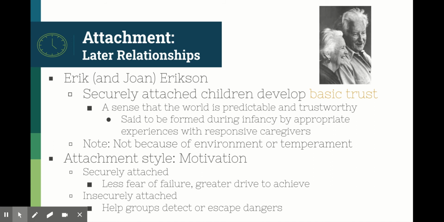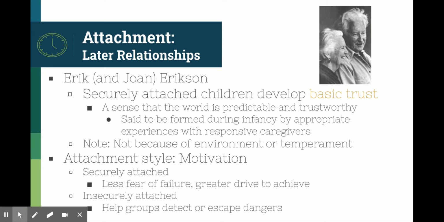Additionally, why attachment matters as people grow is it can affect their later relationships. Erik Erikson, someone we're going to talk about in our next unit with personality, looked at securely attached children and saw that they were more likely to develop basic trust. So this affected their future romantic relationships, their future friendships, because they had a sense that the world was both predictable and trustworthy. And he thought that if a child was lacking secure attachment, then they would have trust issues as they got older.